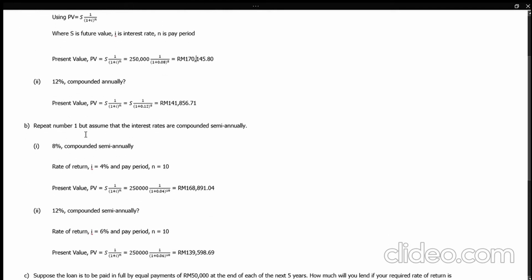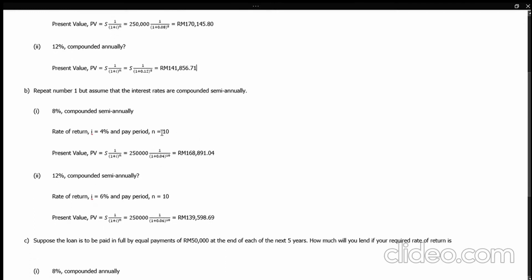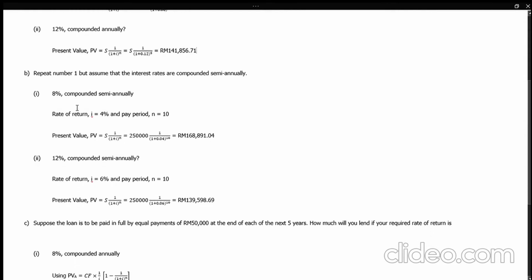So repeat the number 1, but assume the interest rates are compounded semi-annually. So here semi-annually means the interest rate and the pay period are going to be changed, where the interest we divide by 2 because it's semi-annually, and the pay period we double by 2. So here we got for question 1B1, the rate of return I is 4% and n is 10. So insert into the formula and we have the value of RM 168,891 ringgit and 4 cents.